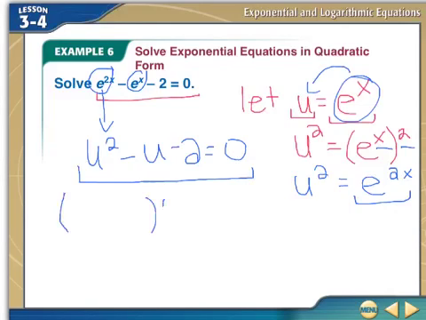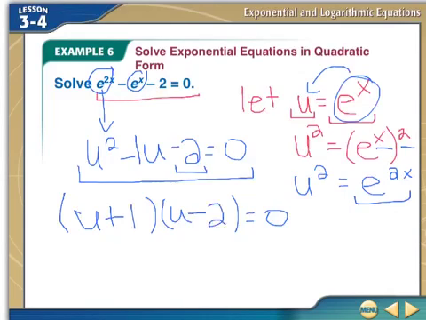So I'm going to go ahead and factor this quadratic, and I get u and u, because u times u is u squared. I want to multiply two numbers that give me negative 2, but also add to be negative 1. Since my product is negative, I know this will be a plus and a minus. And if I'm going to multiply to be negative 2 and add to be negative 1, it must be positive 1 and negative 2. Positive 1 and negative 2 added together give me negative 1.